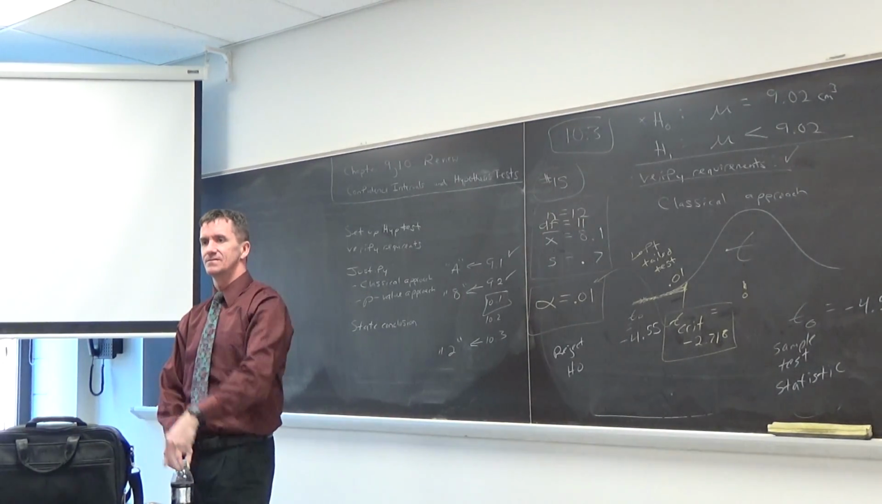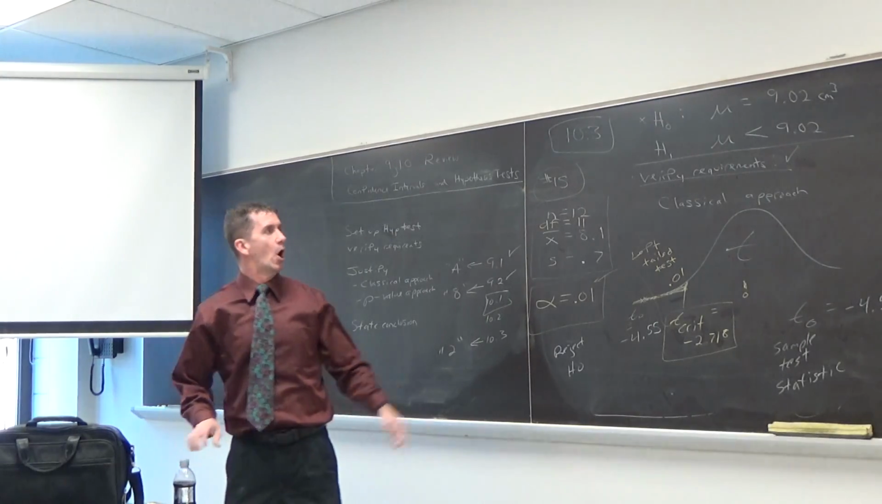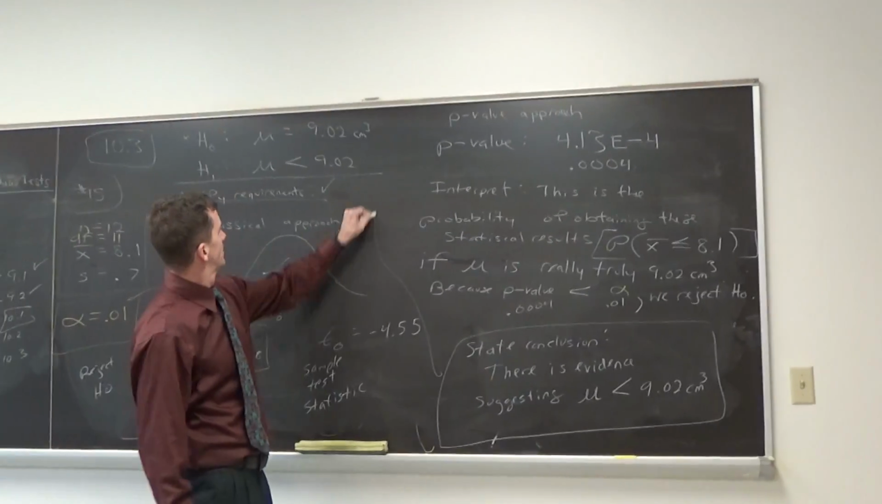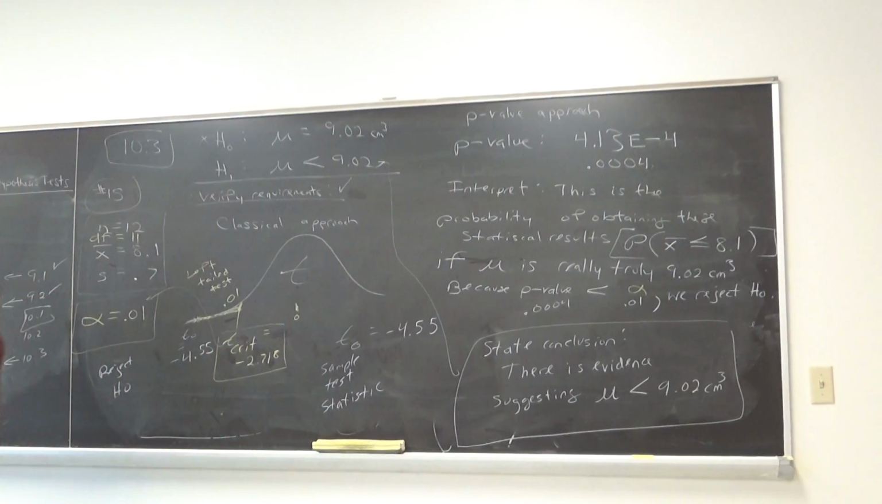So in the conclusion, we state the alternative hypothesis. Always. In interpreting the p-value, we state the null. That's right. That's exactly it.